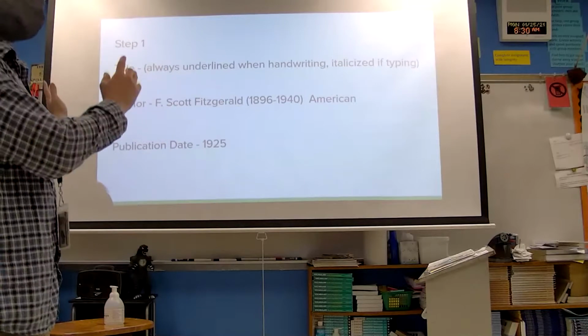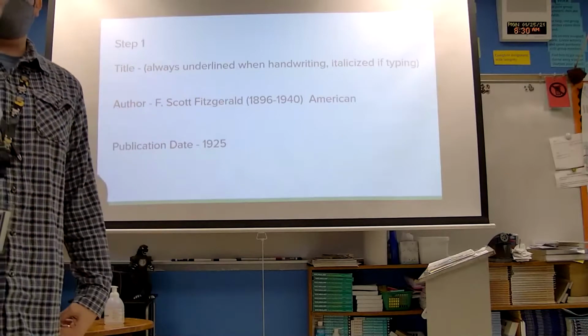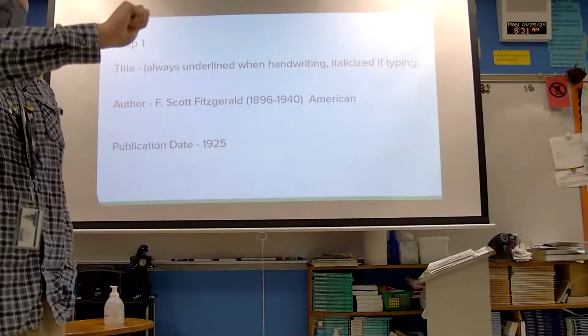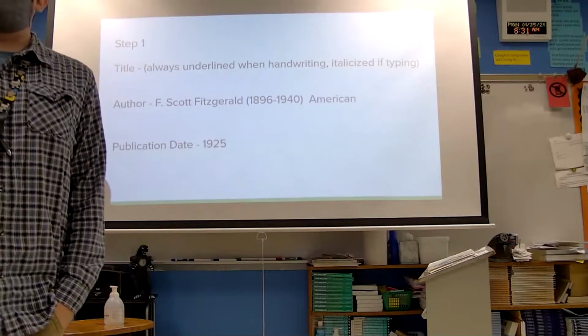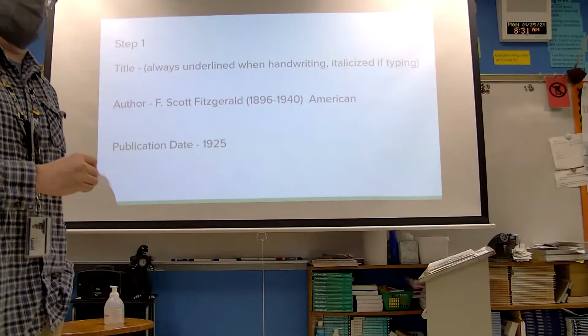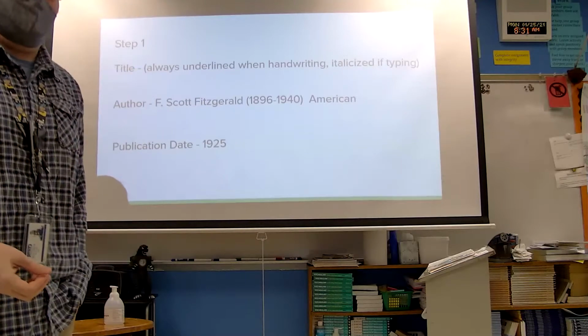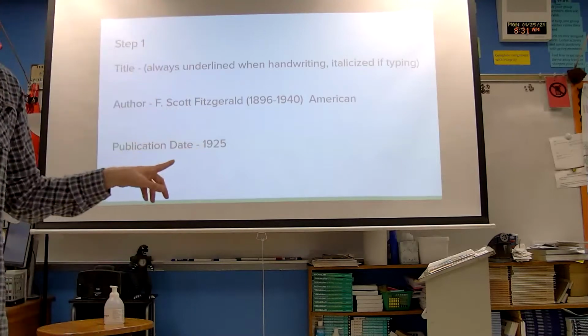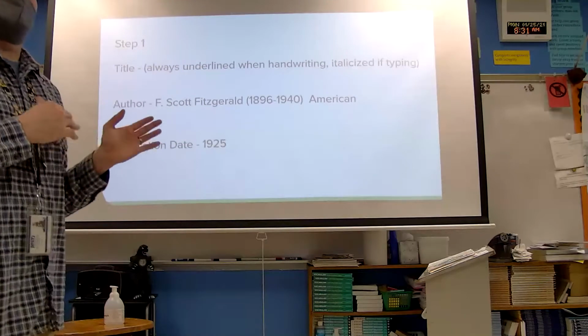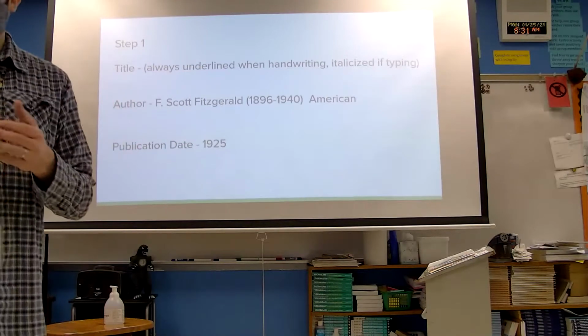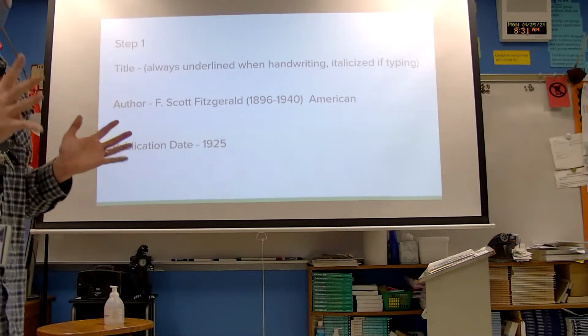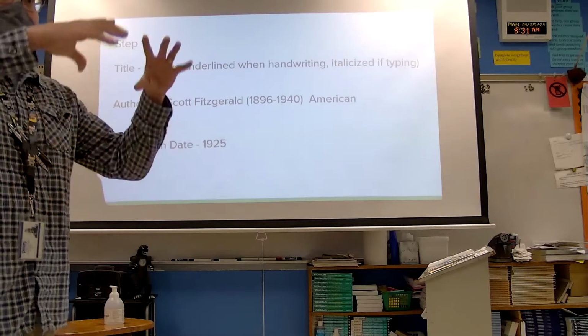When you are handwriting a title, you would put it with an underline. But when we type titles of novels, we tend to put them in italics now. The old format was to underline, but now we tend to put them in italics. This just helps to format what we're seeing and make a difference between a shorter work and a longer work of fiction.